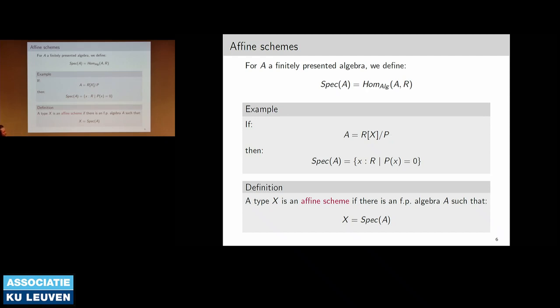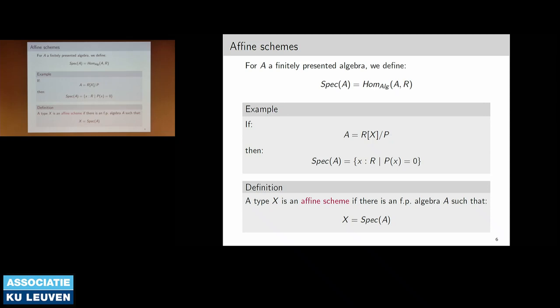And so then you can define an affine scheme as a type that is of the form spectrum of A for some finitely presented algebra A. And so this is actually a generalization of the example I gave, where you look not at roots of one polynomial, but at common roots of a family of polynomials in several variables. So you can use whichever, both are equivalent in this case.